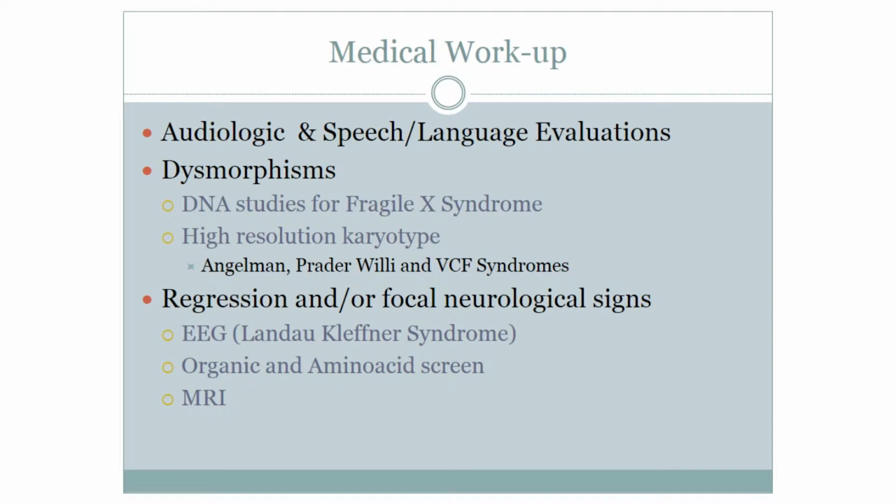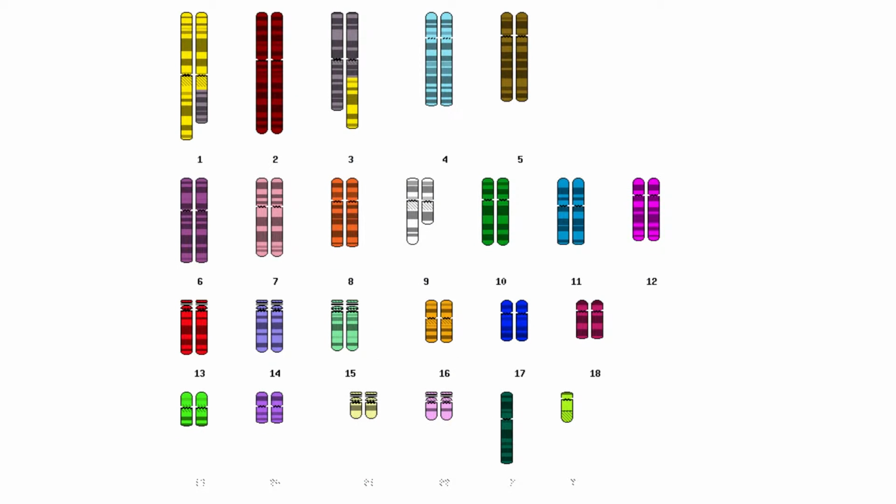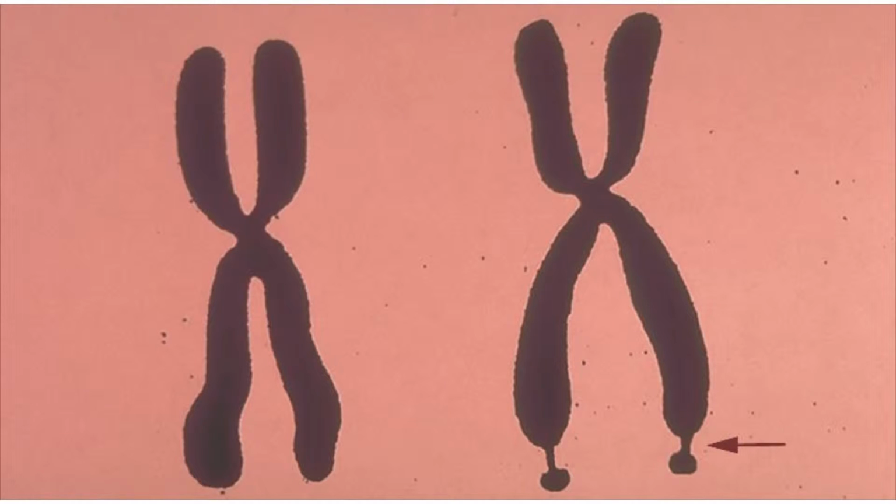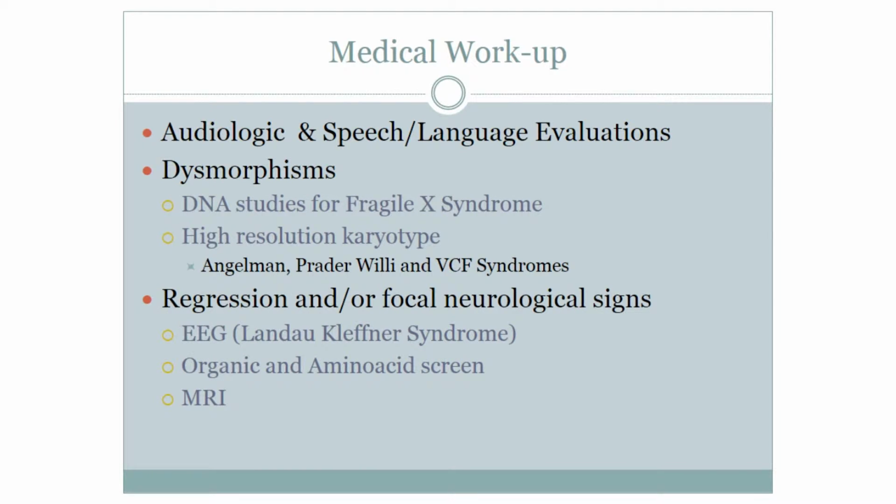If we see dysmorphisms associated with the child, then we need to do our genetic studies, high resolution karyotype and DNA studies for Fragile X syndrome, because those are the most common ones. When you have a history of regression in developmental functioning, the most important thing to look for is a progressive encephalopathy. And at that point, either you're going to be looking at a type of epilepsy like Landau-Kleffner, or you may be looking at a progressive encephalopathy as a result of a space-occupying lesion or a metabolic disorder.